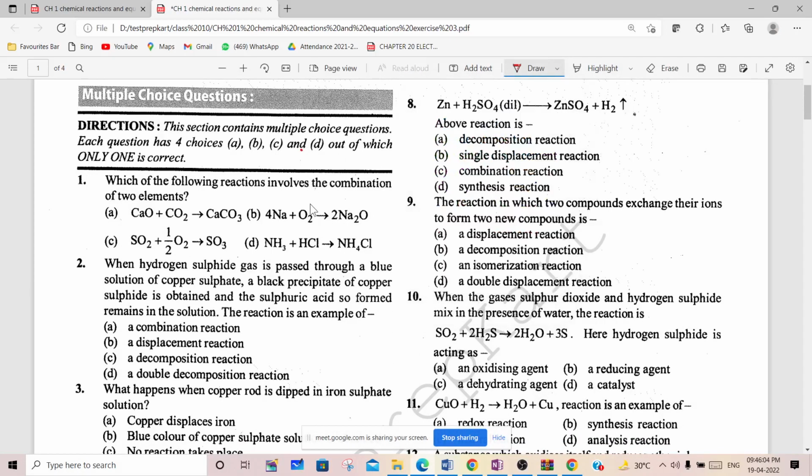Which of the following reactions involve a combination reaction? Start with it. Check it. There may be more than one correct answer. First one, yeah. Can I say all of these are combination reactions? Yes, sir. All of them are.